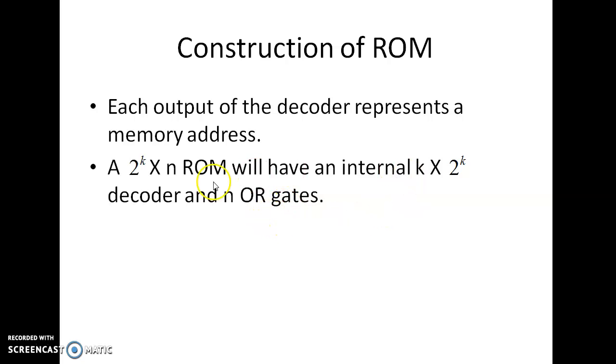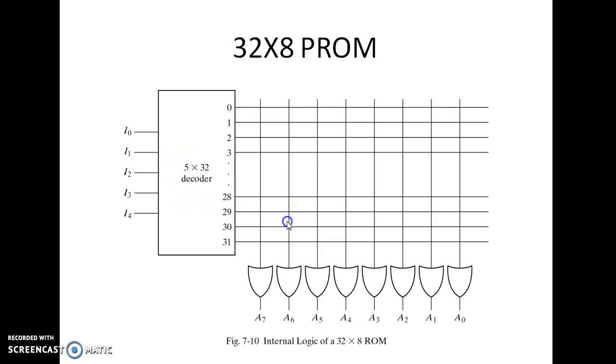And what is the size of the decoder? It is k into 2 power k. So this represents the size of the decoder, and this represents the number of OR gates required to construct a PROM. So PROM internally consists of a decoder and OR gates. What is the size of the decoder? It depends on this k parameter. And how many OR gates does it have? It depends on this n parameter. This is very, very important.